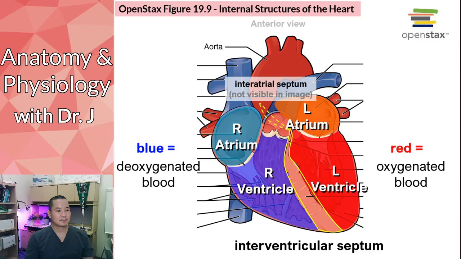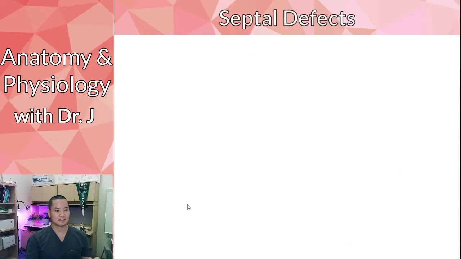And you also have an interatrial septum that's not visible in this image, but that divides the left and right atria. So a septum is basically something that divides something. So it's a barrier, it's a wall. Like even in your nose, you have a septum that divides it into left and right. But in this case, we're talking about the heart, dividing it into left and right.